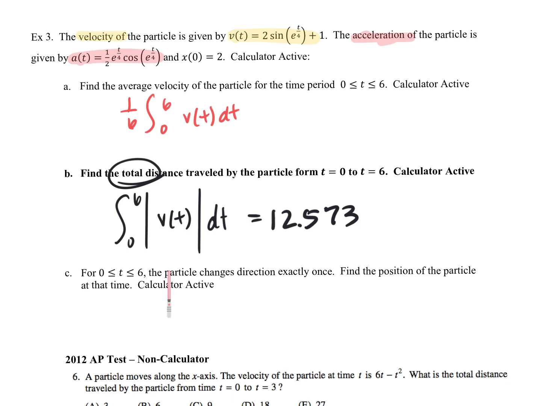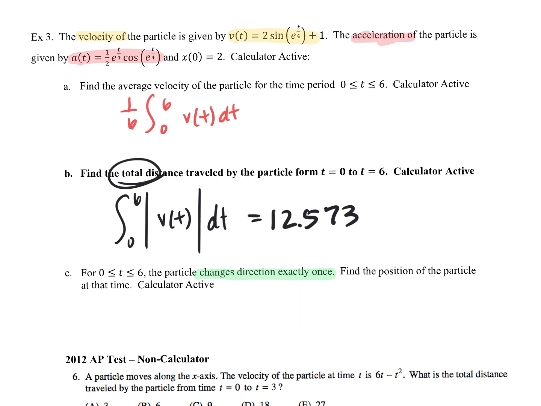Because I also want to look at C real quick. It says the particle changes direction once. Find the position of the particle at that time. This is calculator active, which is nice. And again, this is just us prepping for the test at the end of the year. What makes something change directions? Velocity changes sign. If I was going right and then left, wasn't my velocity going positive then negative? I changed signs there. So can we graph velocity?